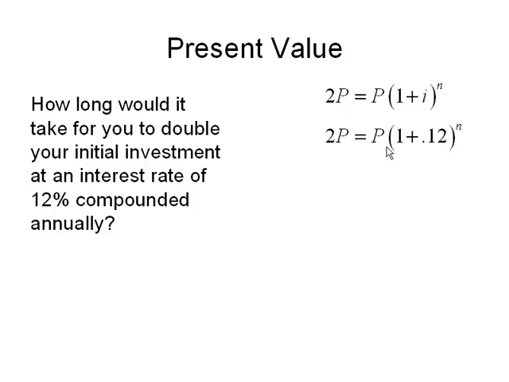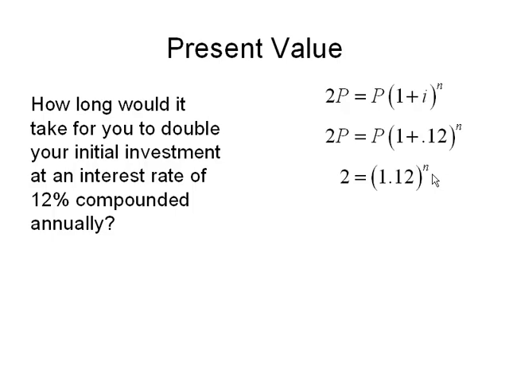Now this might bother you, the fact that we have a variable here that we need to solve for, but also a P in this, but I can divide both sides by P and end up with 2 equals 1.12 to the n. And what this tells me is the initial amount is irrelevant. How long it takes to double your money has nothing to do with what the amount is that you start with. But I do have a fairly complicated looking equation here that I need to solve for n.